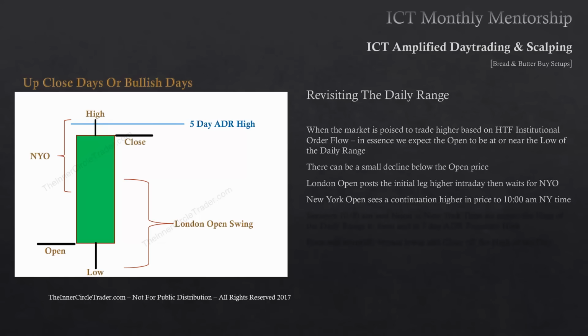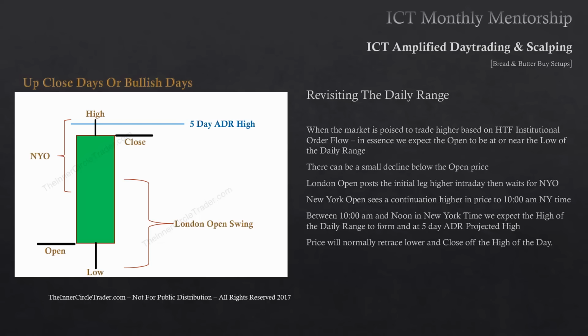And once the 5-day average daily range is hit, and then we go into London close time of day, usually the price will be posting its high, and then it'll start retracing off of that high. So between 10 a.m. and noon in New York time, we expect the high of the daily range to form, at or above the 5-day average daily range projected high. Price will normally retrace lower and close off of the high of the day.